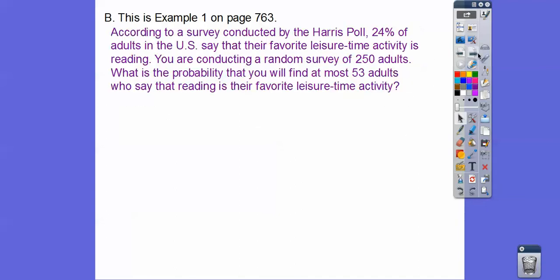Okay, so let's apply that. This is example 1 on page 763. If you're in my class, you just have to write this part down, the purple stuff you don't. According to a survey conducted by the Harris Poll, 24% of adults in the U.S. say that their favorite leisure time activity is reading. You're conducting a random survey of 250 adults, so there's n. What's the probability that you will find at most 53 adults who say that reading is their favorite leisure time activity?